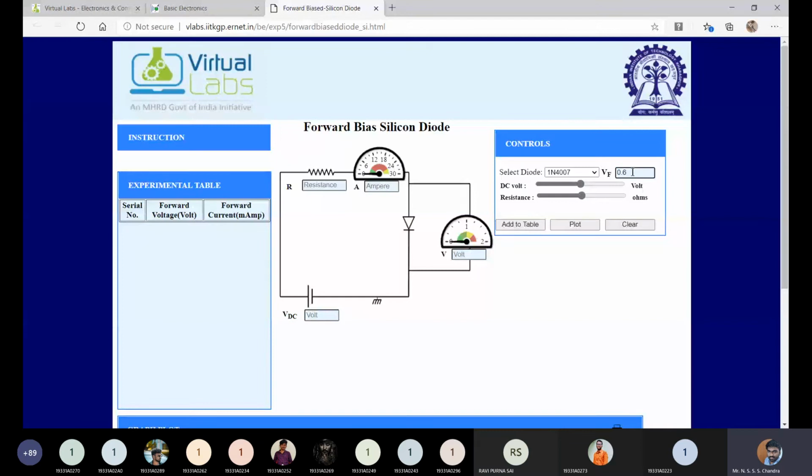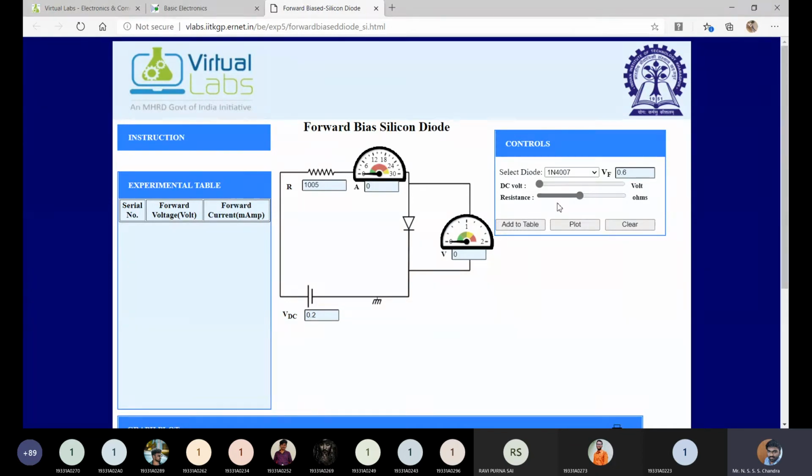I can control this DC supply voltage by moving this slider. I'll first take VDC equal to 0.2 volts. I can also vary the resistance, so I'll take some value near 1000 ohms. I may not get exactly 1000, so I'll try to keep it around 1000. Okay, it's 1005. Let it be.